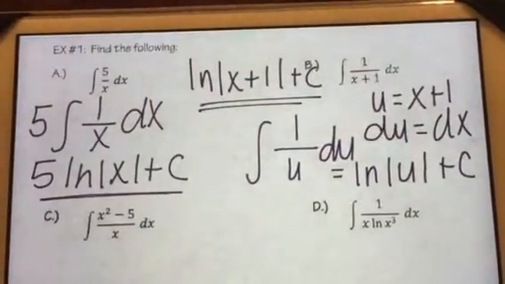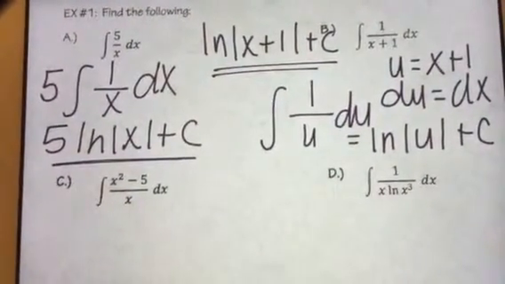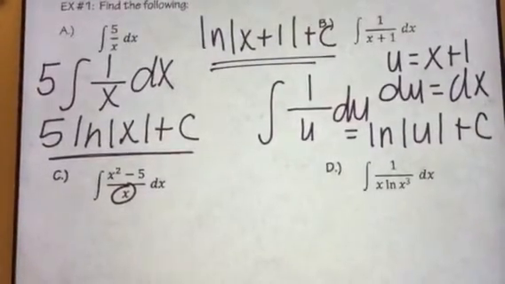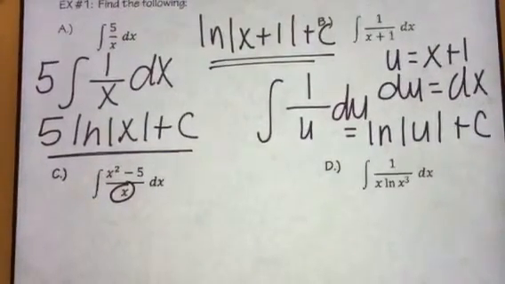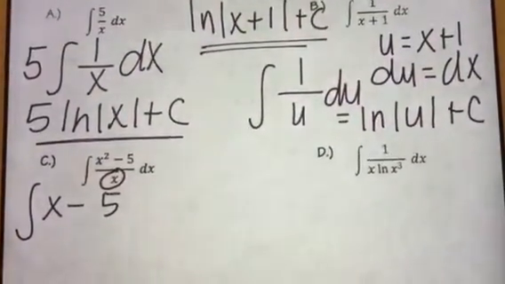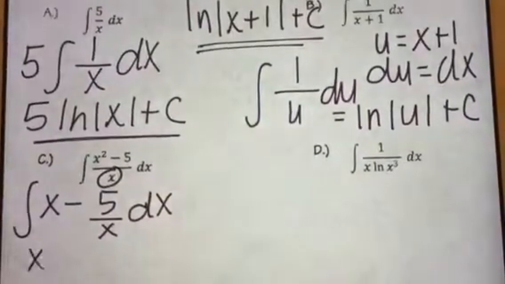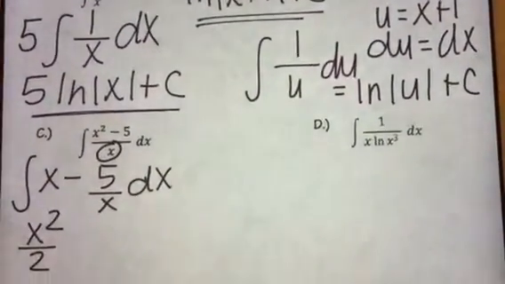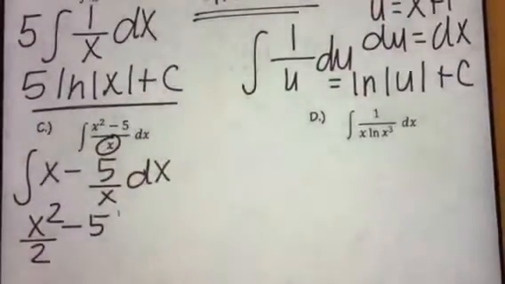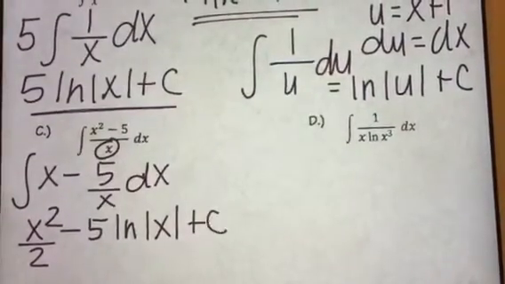plus c. Now for part C, you need to simplify that first before you start doing anything else. So you divide x into both x squared and 5. So that's going to give us the integral of x minus 5 over x dx. When we integrate this, that'll be x squared over 2 minus, and then follows example A, 5 natural log of the absolute value of x plus c.